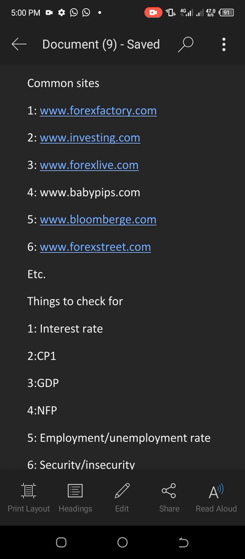So the first website we are going to be talking about today is forexfactory.com. I will take you through how to use it, www.forexfactory.com.